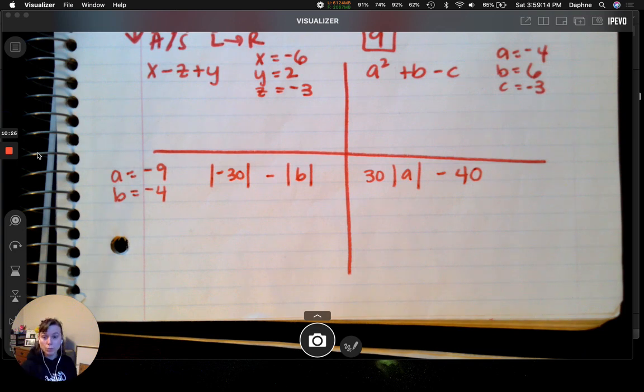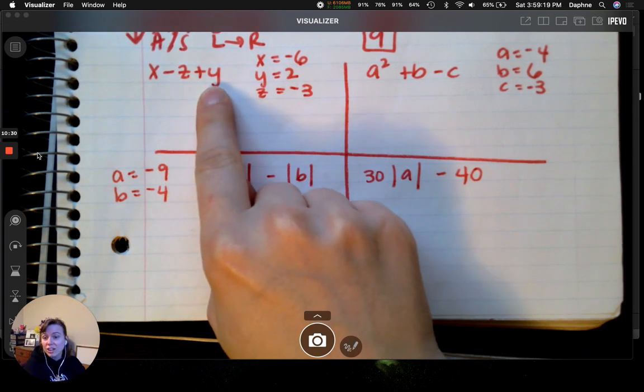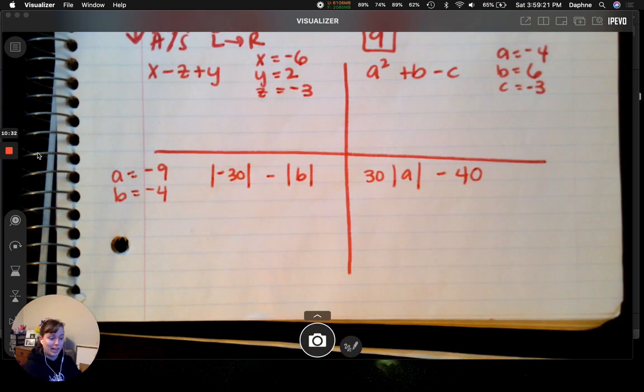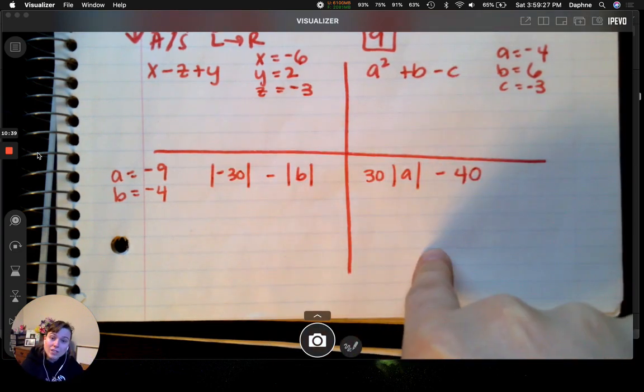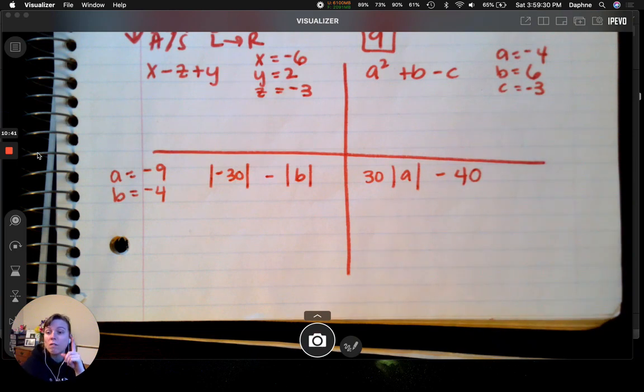So evaluate means to solve or simplify, to take this ugly looking thing with a bunch of variables that make you think, I don't know what this means, and get it down to as small as possible. In this case, it'll be 1 number. So our answer to all 4 of these will be 1 number. That's what it means to evaluate.